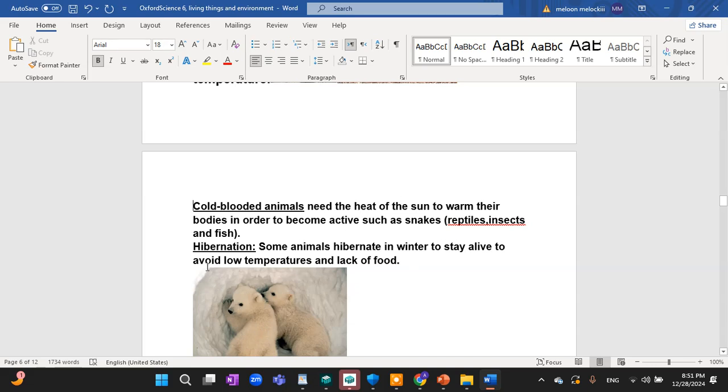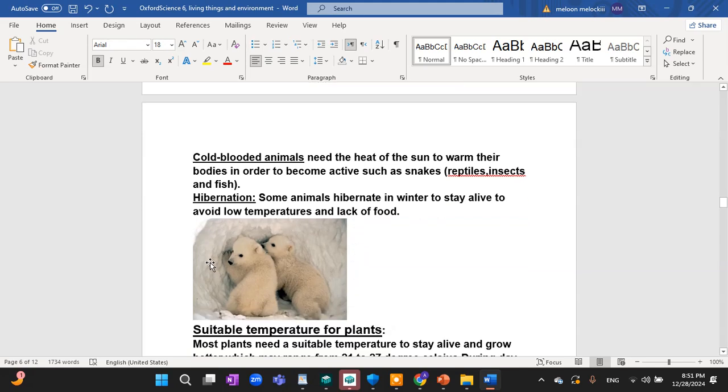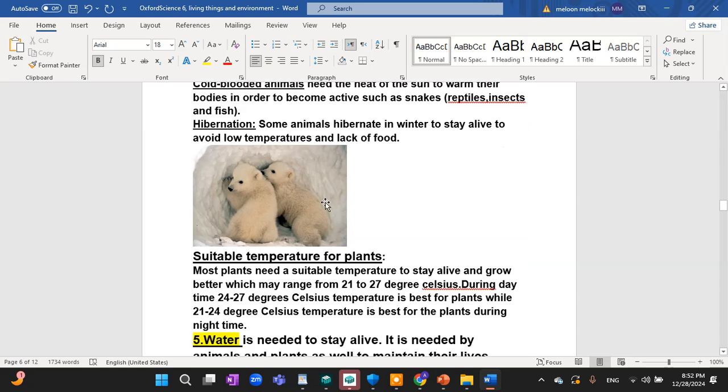Next is the definition of hibernation. What is hibernation? Some animals hibernate in winter to stay alive, to avoid very low temperatures and the lack of food. So this process is called hibernation, that they hide in the winter to stay alive, to avoid very low temperatures and there is lack of food as well. So this process is called hibernation. So you can see here the polar bears, the babies of the polar bears, which are doing the hibernation process. And they are hibernating in the snow.